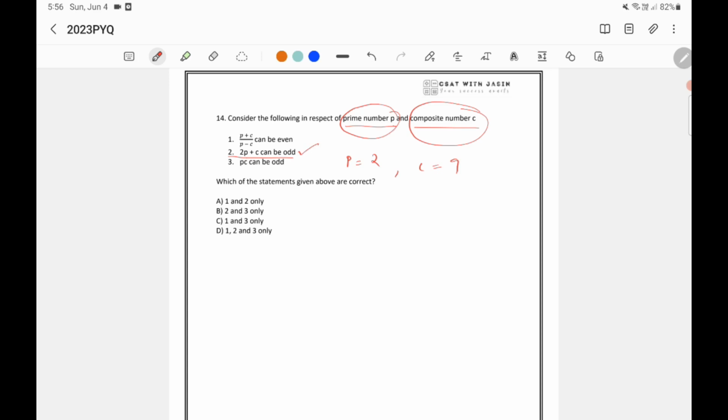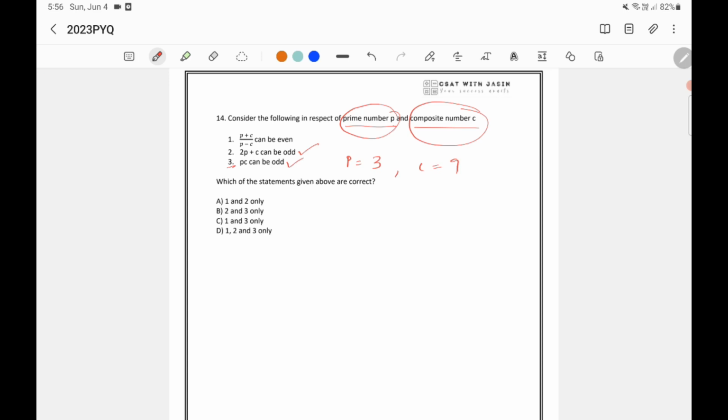Now let's take the third statement. I am assuming p as 3. So 3 is a prime number and c is 9. Now p into c is 3 into 9, which is 27. It's an odd number. So pc can be odd. So that is also correct.